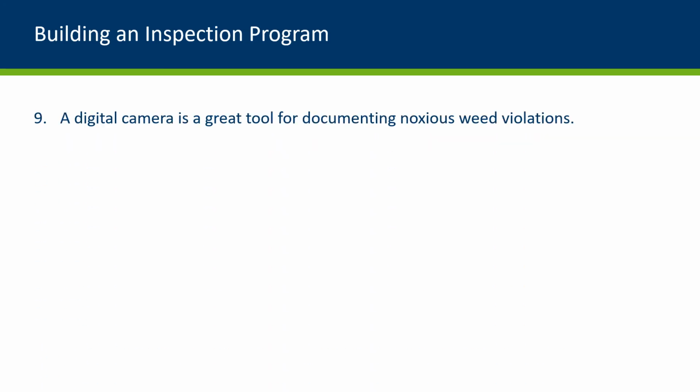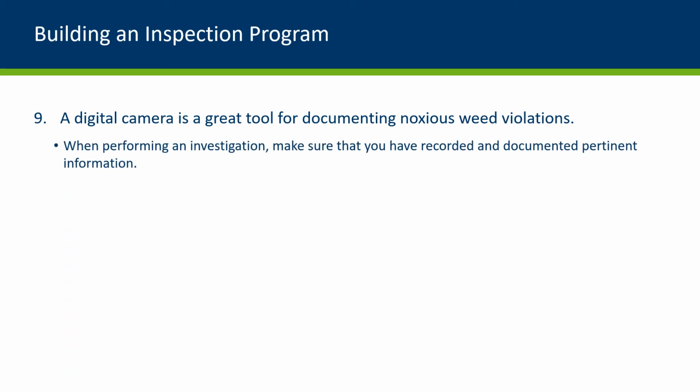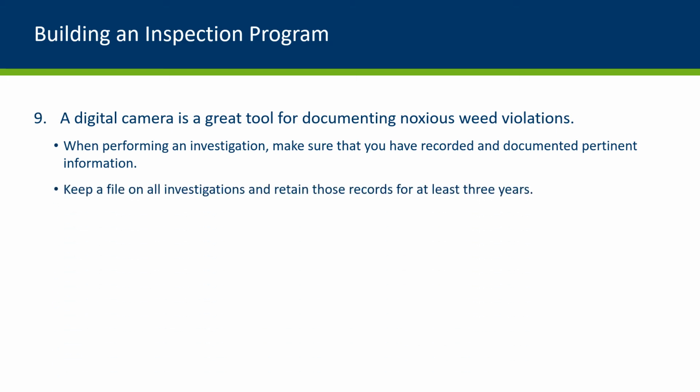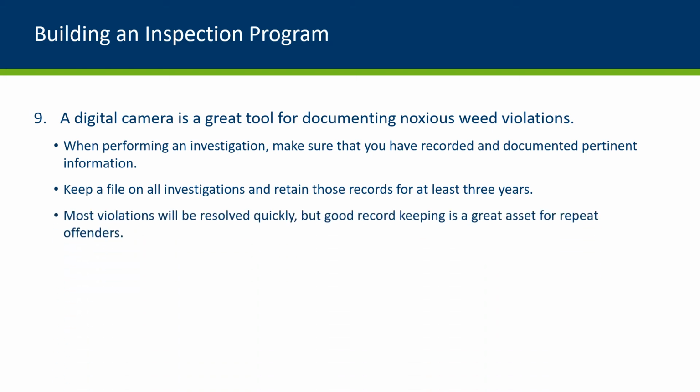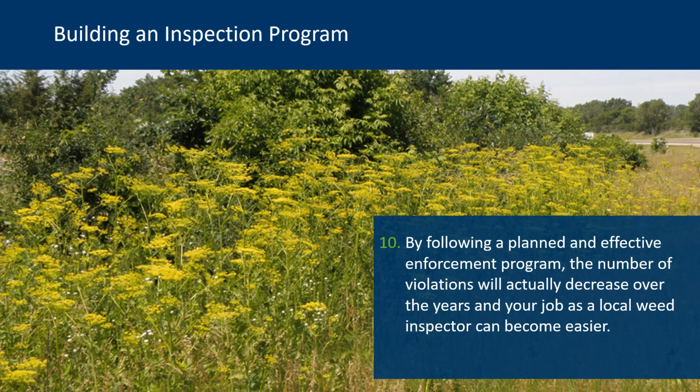To document noxious weed issues, a digital camera or smartphone is a great tool. Record pertinent information such as the legal description, date, species, and other information related to the investigation. Remember to keep the investigation on file for 3 years, and that good record keeping is a great asset to an investigation. By following a planned enforcement program, the number of violations will decrease over the years, and your job may even become easier.